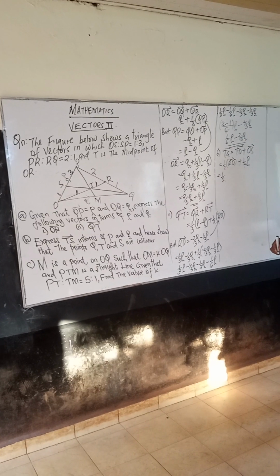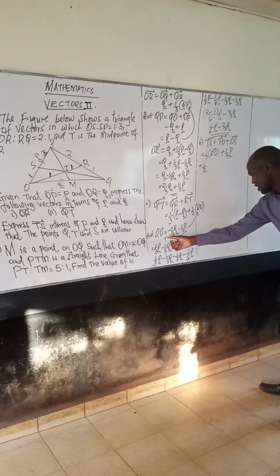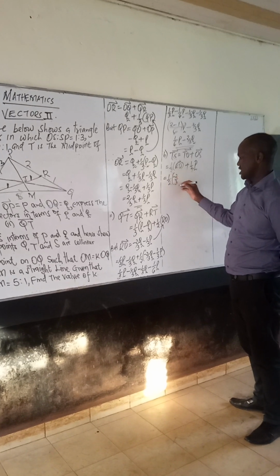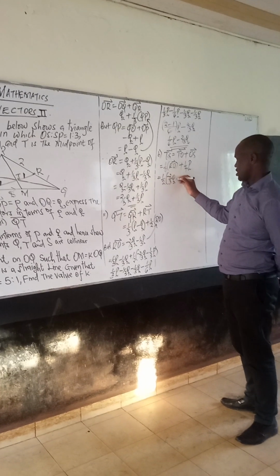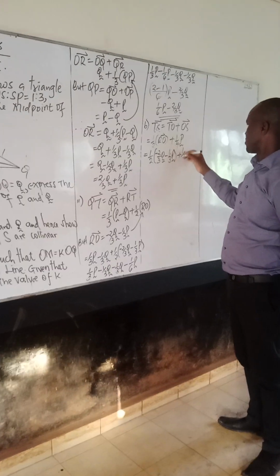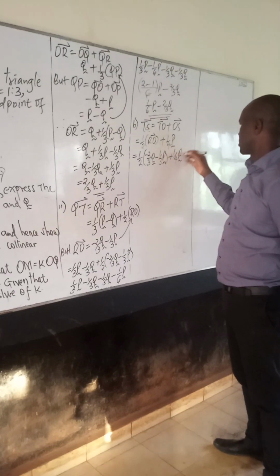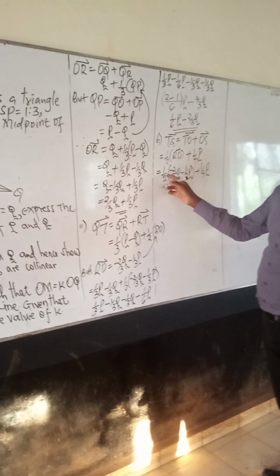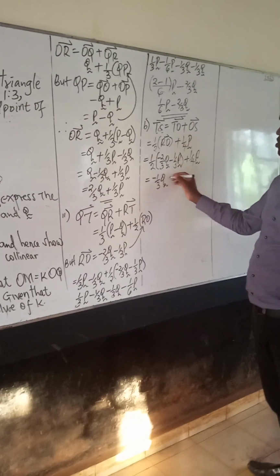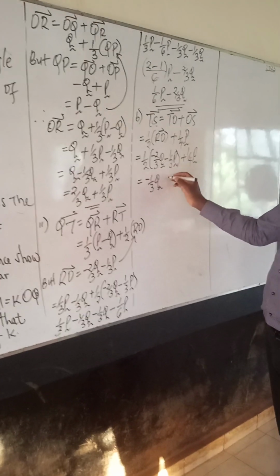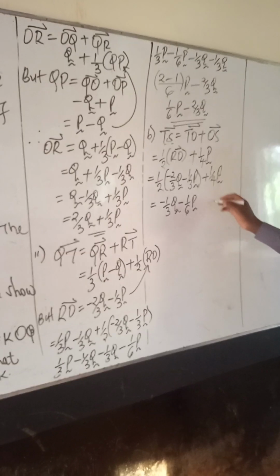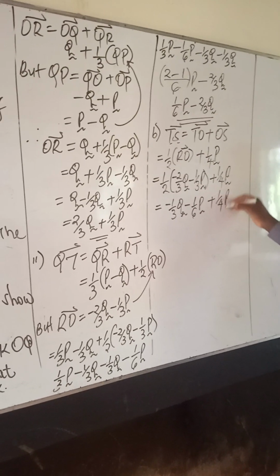Remember, we had RO here. This is RO: minus 2 over 3 of Q, and then minus 1 over 3 of P. Then plus 1 over 4 of P. If you open this bracket, you will get minus 1 over 3 of Q, and then a half times a negative a third will be minus 1 over 6 of P, and then plus 1 over 4 of P.